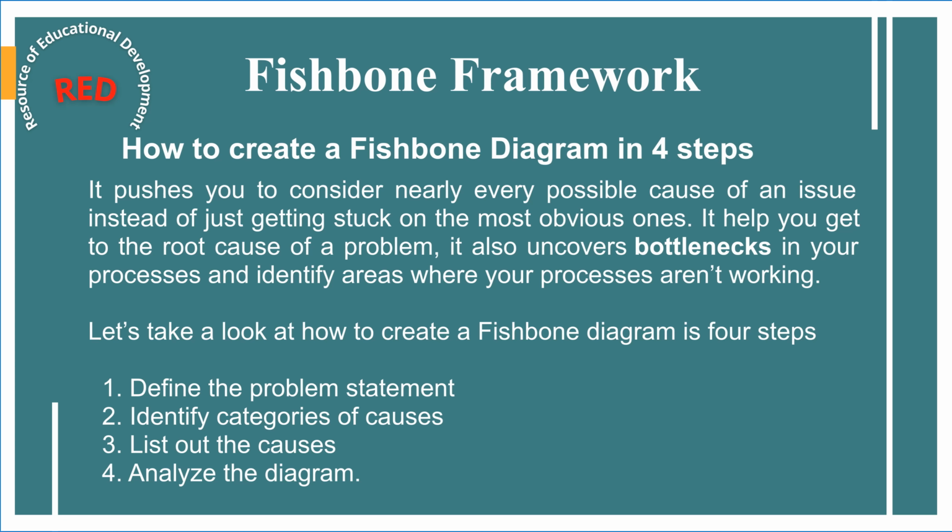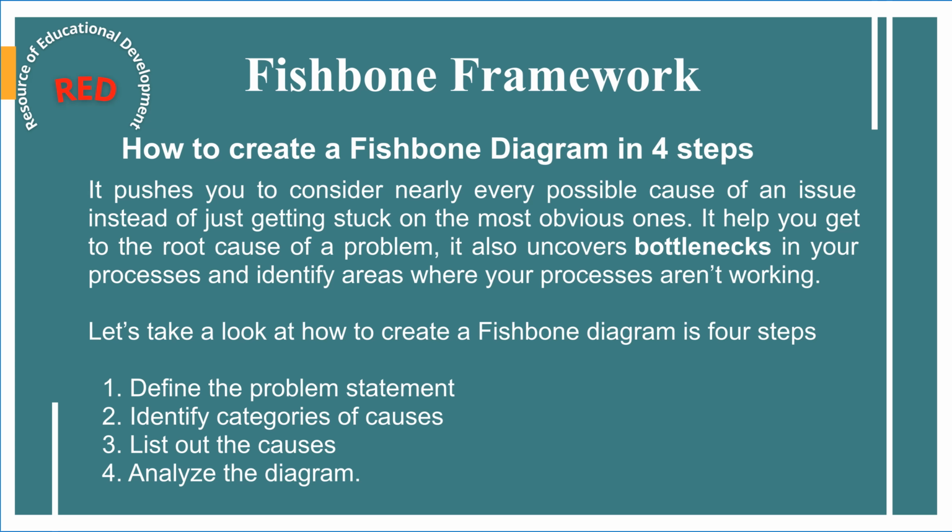Now the second step is to identify categories of causes. What broad categories or areas do potential causes fall into? For example, if you're trying to diagnose a problem with your software product, you might want to look at users, software, or marketing. For a physical product, you might include people, methods, materials, machines, or the environment. Try to keep the number of categories below 10.